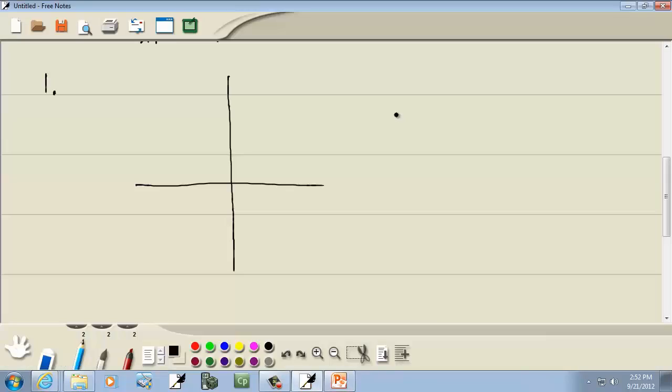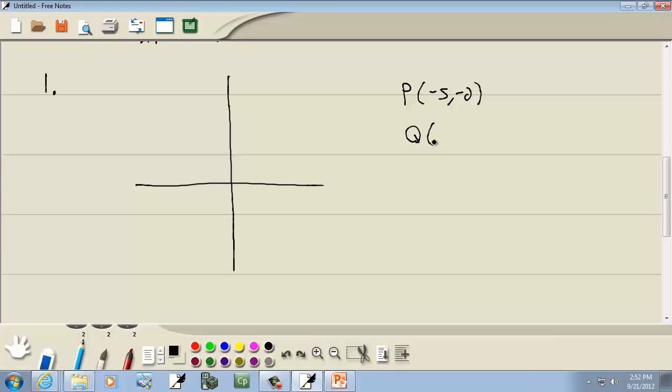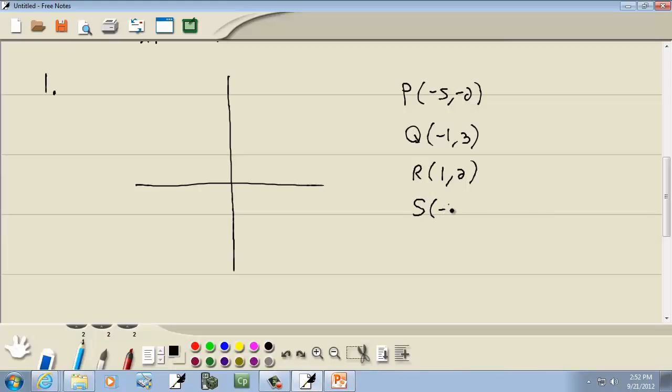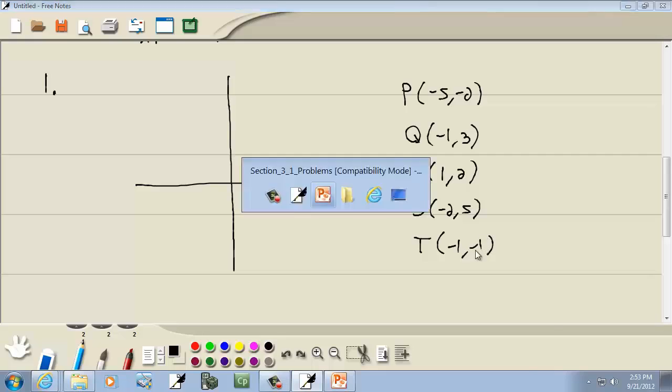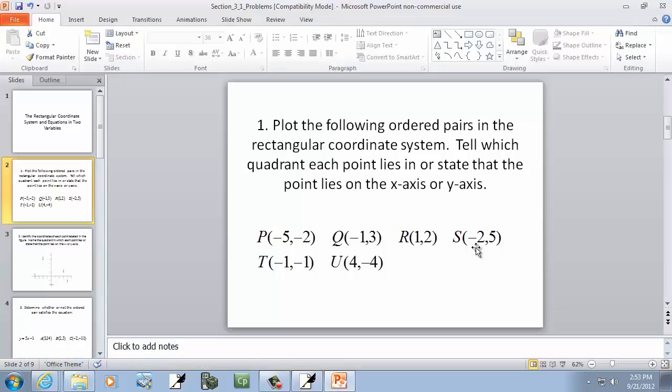Let's see, our first point is, actually, let me go ahead and write them all down here. P is -5, -2. Q is -1, 3. R is 1, 2. S is -2, 5. T is -1, -1. And U is 4, -4. The first thing it says is plot the following ordered pairs in a rectangular coordinate system. So let's do that first.